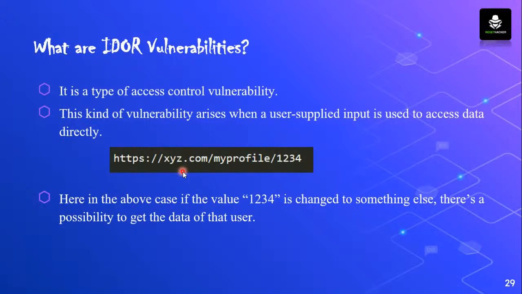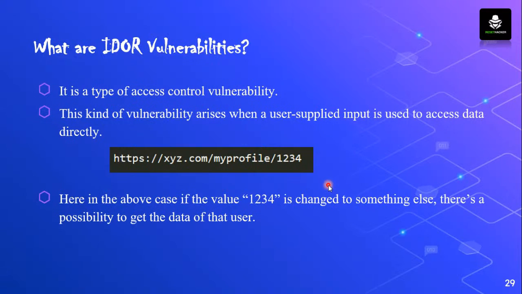So what is IDOR? It is a type of access control vulnerability. This kind of vulnerability arises when user-supplied input is used to access data directly. If you can see here in the URL, we are accessing the my profiles page, and you can see this 1234. This URL will show the my profiles information about the user having the user ID 1234. There might be a chance that if the attacker changes this 1234 to 5678, the details of the user having user ID 5678 might be shown in the application. So this is called an IDOR vulnerability.